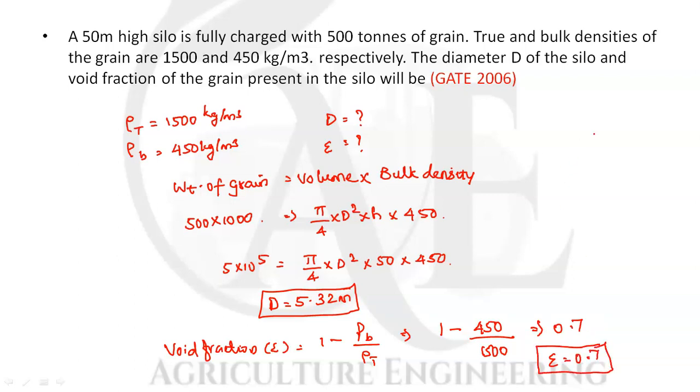So write down the result. Result is equal to diameter d is equal to 5.32 meter and void fraction is equal to 0.7. So this is the correct answer. So carefully solve this type of problems. In the next lecture we can see 2 to 3 problems, so you can get clarity in this particular topic.